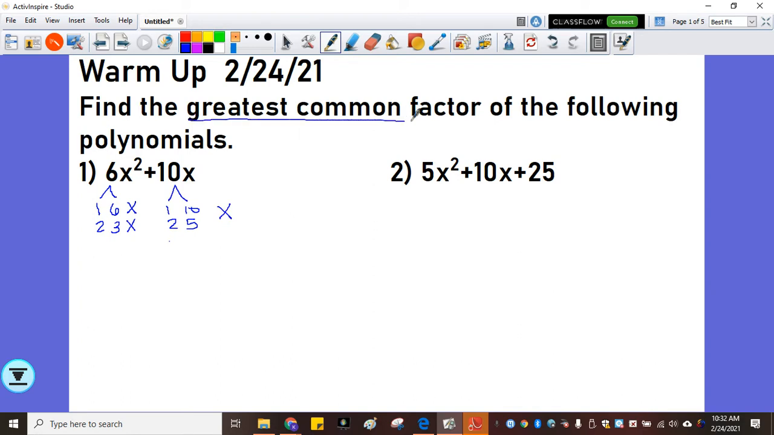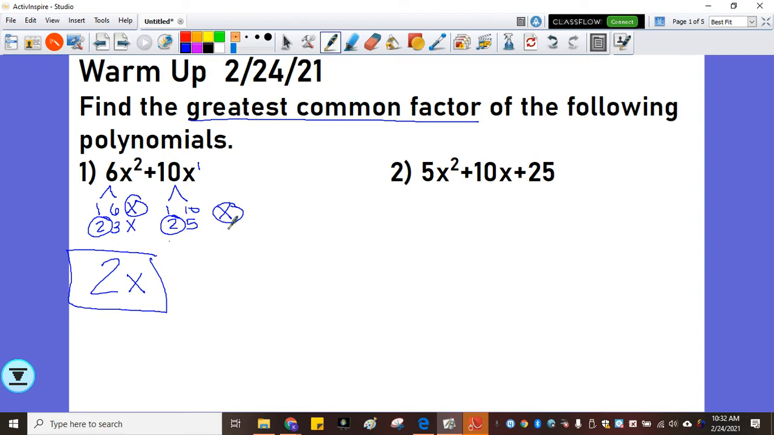So the greatest common factor is 2. The highest number they have in common is 2. And then they also have 1 x in common. It's always the smallest exponent, 1 x. So the smallest exponent here is 1. So this is 2, that's 1. So that's your greatest common factor.